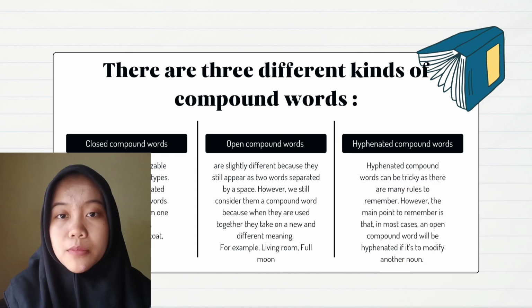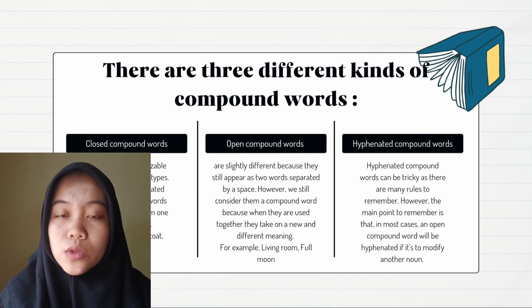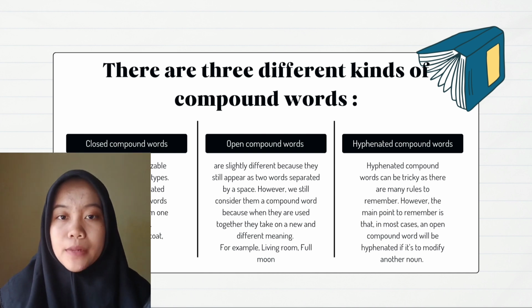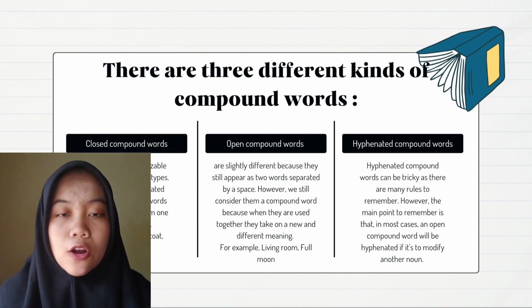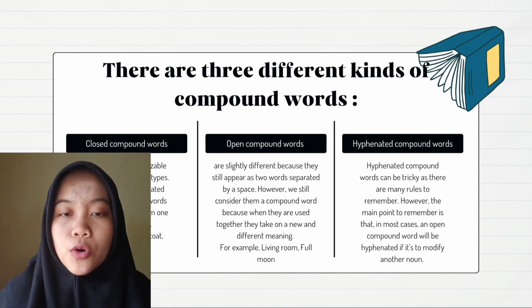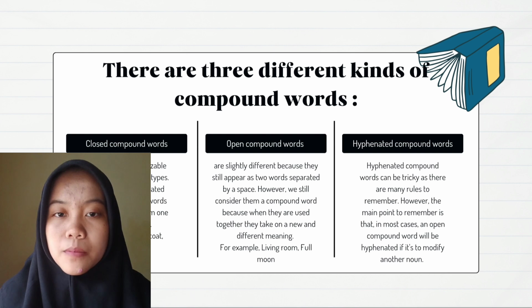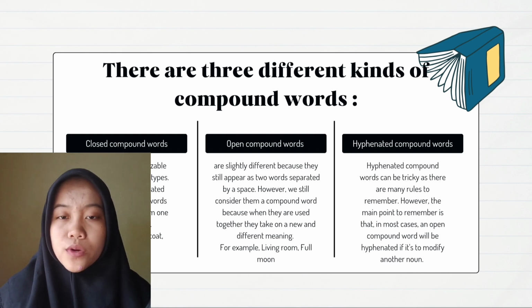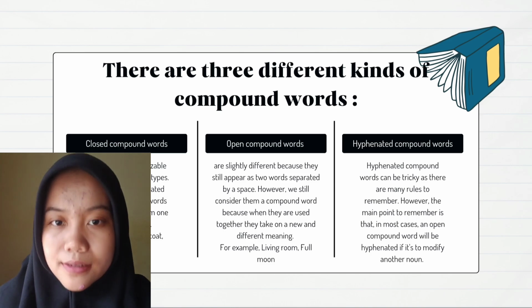Hyphenated compound words can be tricky as there are many rules to remember. However, the main point to remember is that in most cases, an open compound word will be hyphenated if it is used to modify another noun. For example, the term video game is an open compound, but is typically hyphenated when modifying a noun such as the word player or collector. The new words are therefore written as video-game collector.